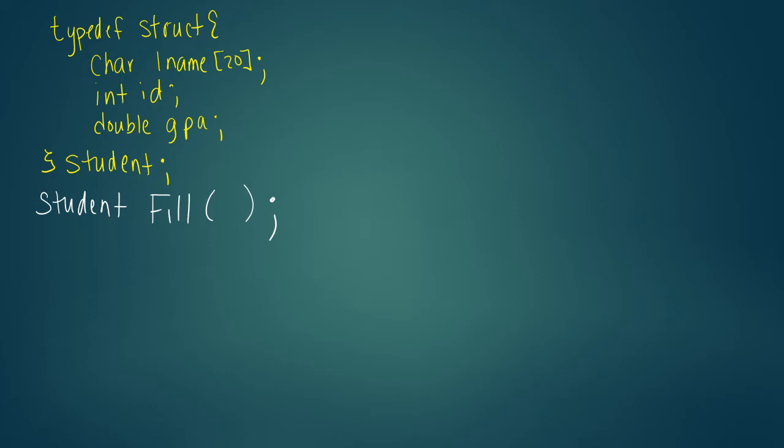The second function we're going to do has a void return type. It's going to be called fill pointer, and instead of filling by making a temporary student, it's going to go into memory where the student is and fill the fields of the student by reference. So the argument that it's going to take is a student pointer. So these are the prototypes.